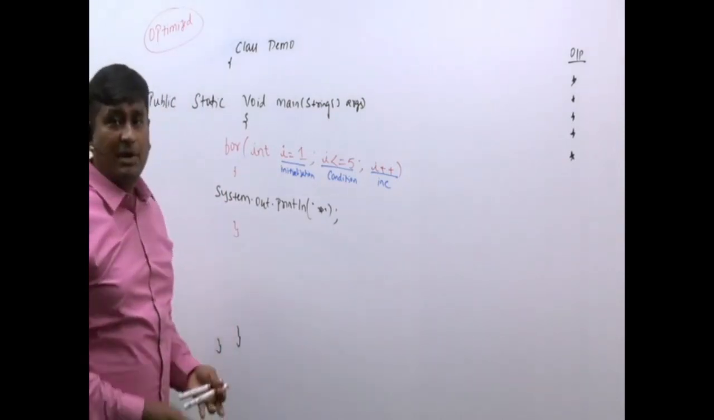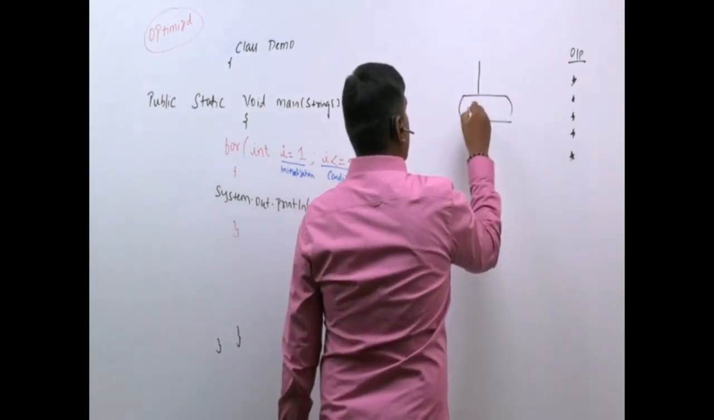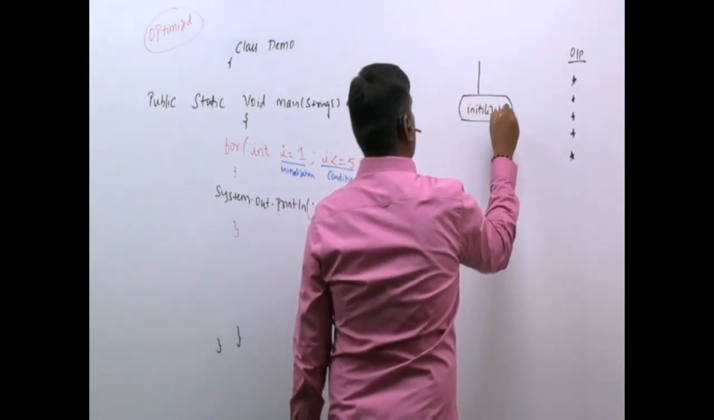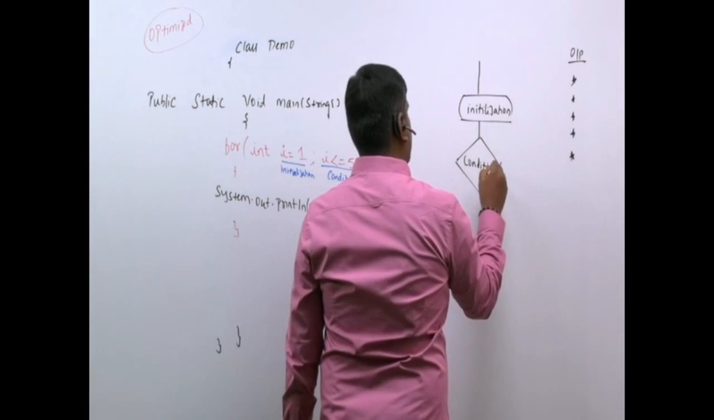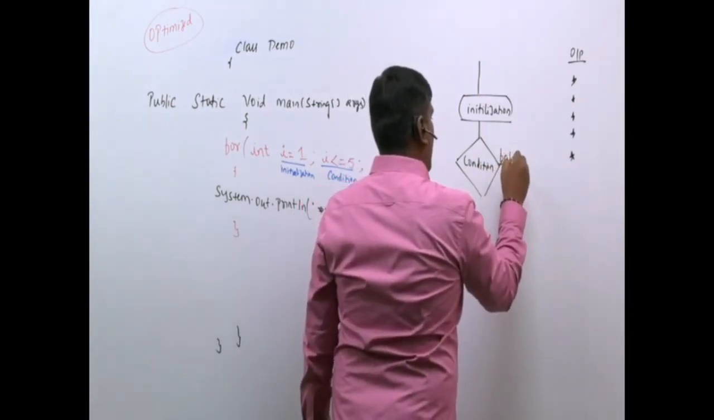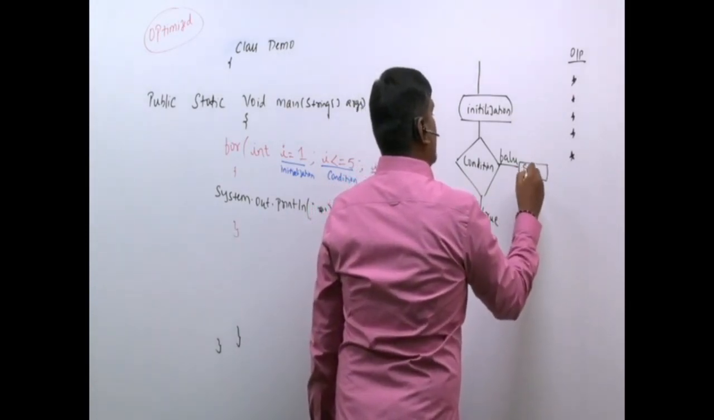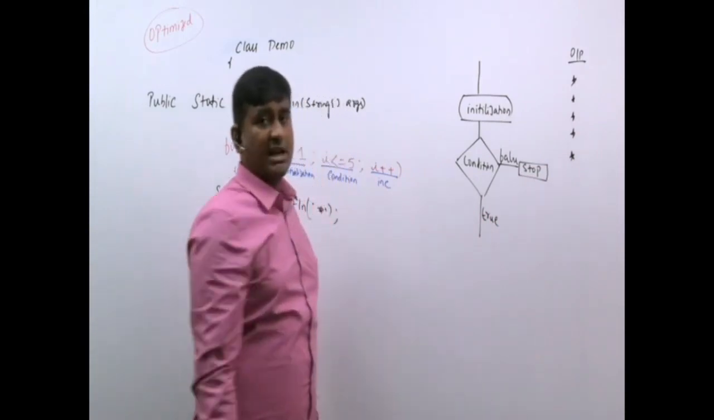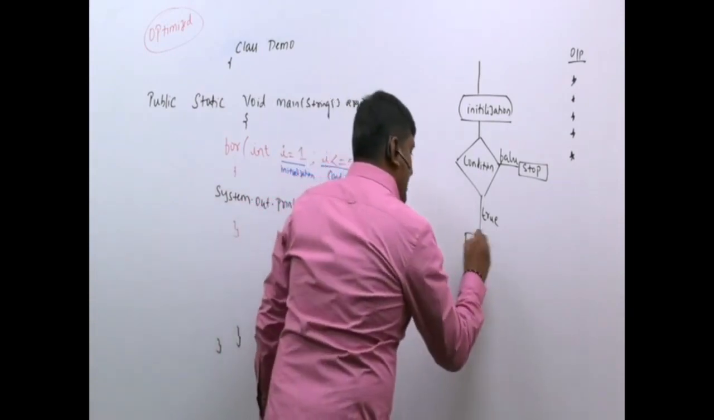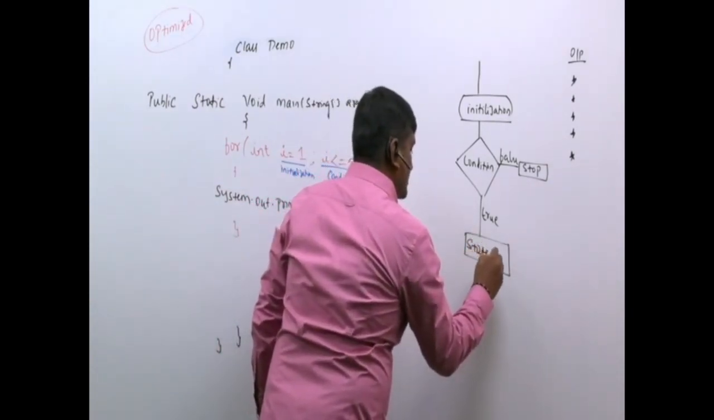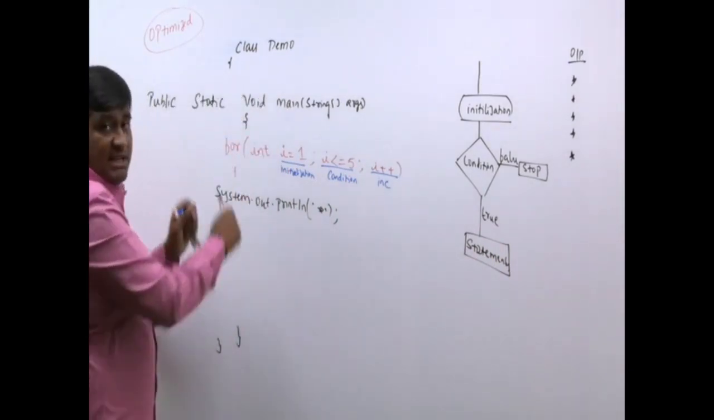Okay sir, how will this for loop work? The for loop will work something like this. So this is the flow chart of the for loop. First, initialization will be taken care of. After the initialization, it will check the condition. This condition may be either false or true. If the condition is false, then it will stop executing the for loop and the control will come outside the for loop. If the condition is true, then whatever statements are present inside the for loop, it will execute.